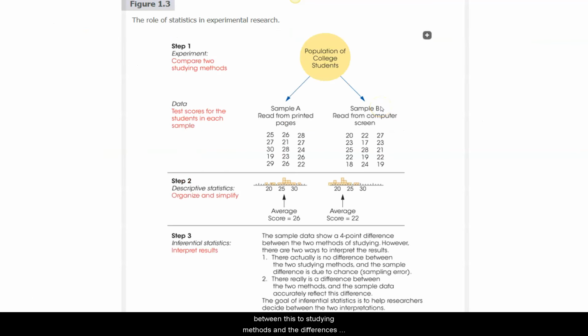So in this case, I would refer back to number 1. There's no difference between these two studying methods, and the differences between this 26 and the 22 have to do with just discrepancies from samples and drawing from populations. It had nothing to do with whether the material was on a printed page or on a computer screen. It's just pure sampling error. The second result is the one that the researcher would prefer, and that suggests there really is a difference between the two methods, and that the sample data accurately reflects this difference.